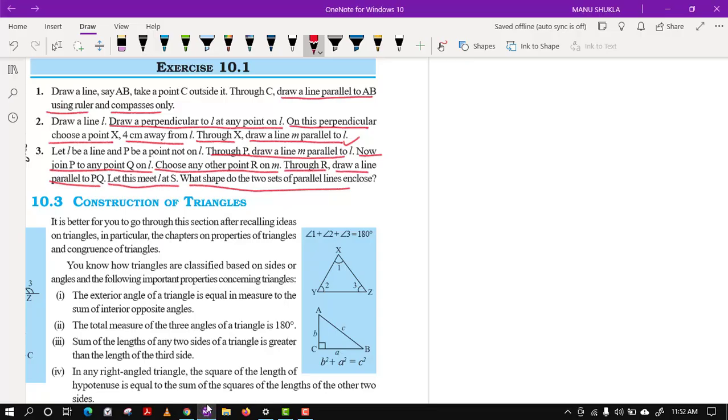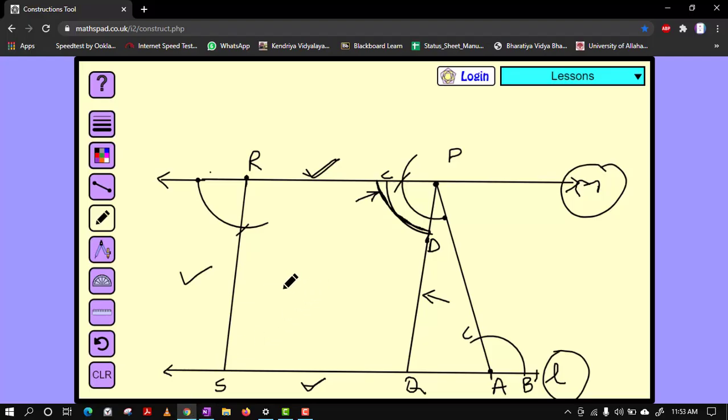So that's it for exercise 10.1. Please try this carefully in your notebooks. You will get an exact diagram. There were some mistakes in these because of this software issue, because I am using a mouse to do this. Okay, so kindly do it carefully.